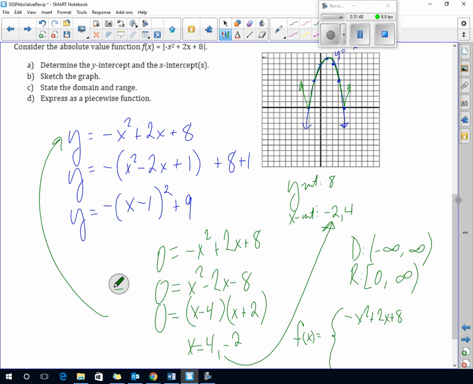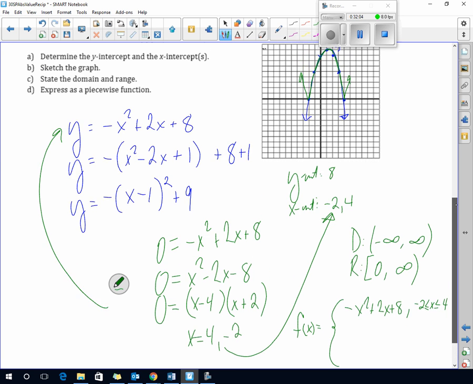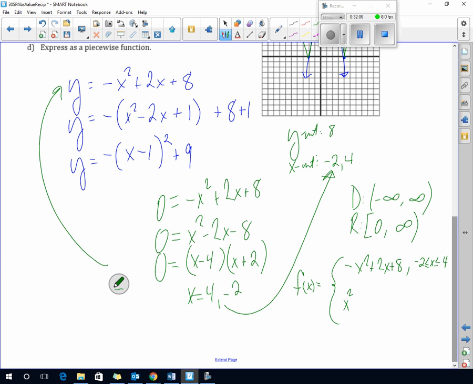Now, what would be the reflected one, the other one there? x squared minus 2x minus 8 when? When it's less than negative 2 or greater than 4. So when x is less than negative 2, comma, when x is greater than 4. Yeah?